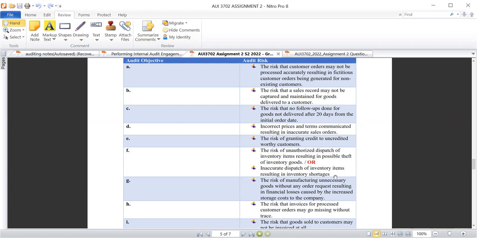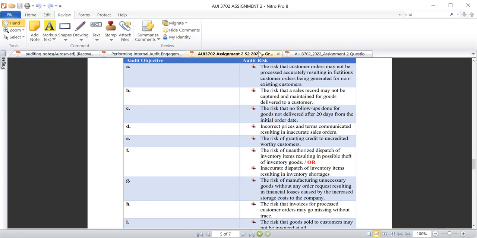Because obviously if there's no sales order to substantiate that the goods that have been dispatched were indeed goods that were ordered by the customers, definitely we're going to have shortages in inventory because there's no money to account for the sale that the company has received in that case, right? So that would be the risk in this case.